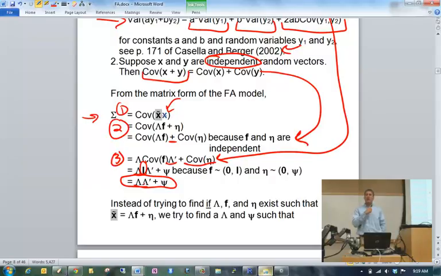This structure for a covariance matrix has a specific name. They're called the factor analysis equations. I didn't invent those names. It's just the standard terms that are used. These are called the factor analysis equations. What we had seen previously was the factor analysis model.